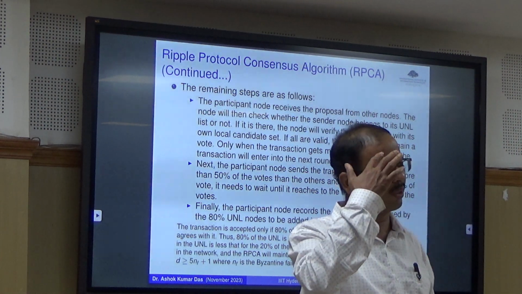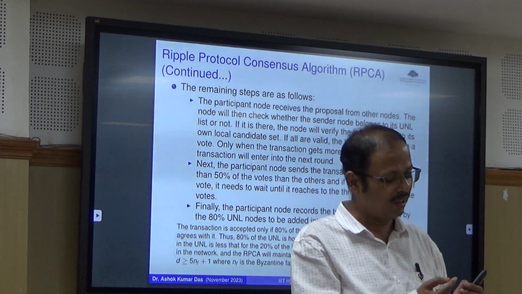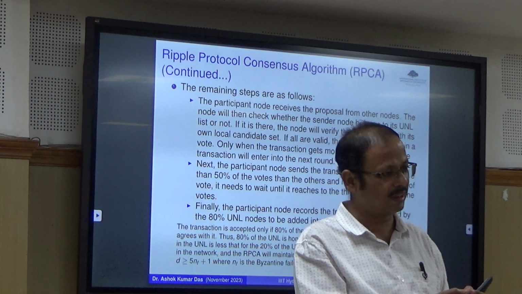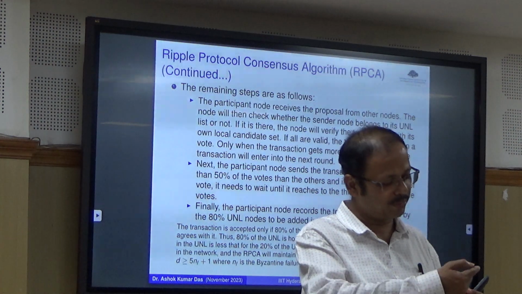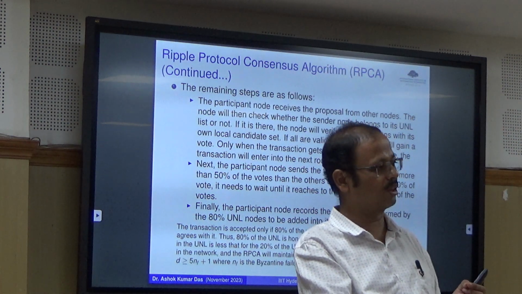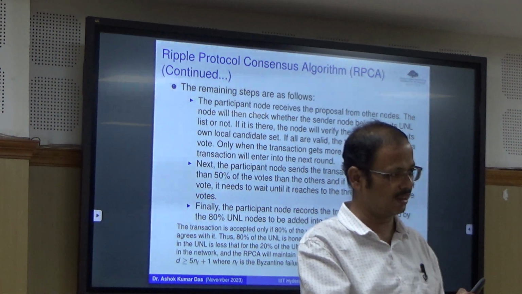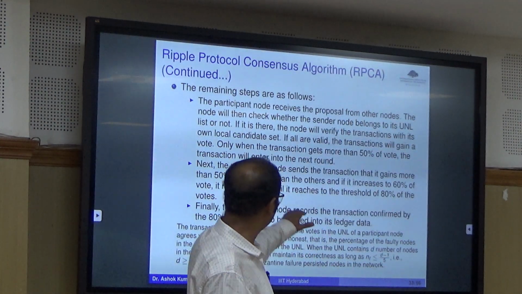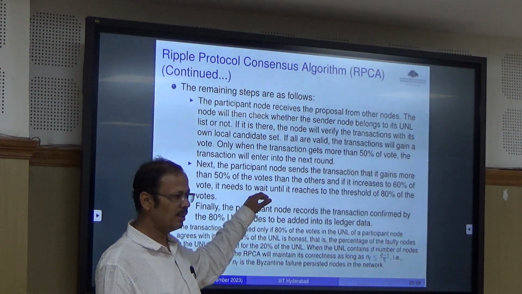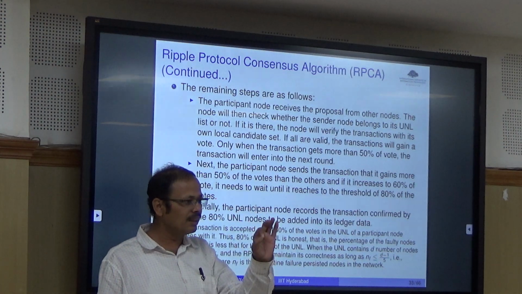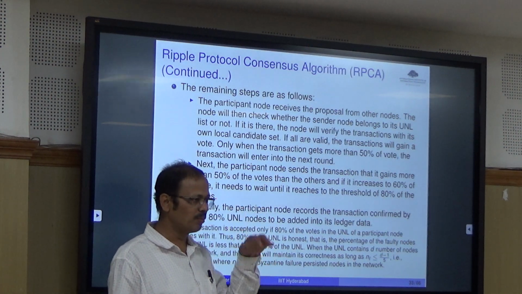Now the next phase is known as the probing phase. In the probing phase, the same transaction or set of transactions needs to be probed from 50 to 60%, 60 to 70, 70 to 80%. Once 80% is reached, that is the threshold value, then we say the transaction will be added to a block in the blockchain.